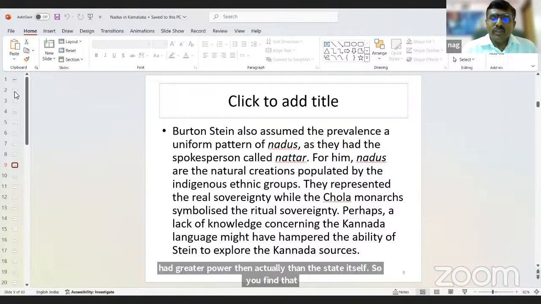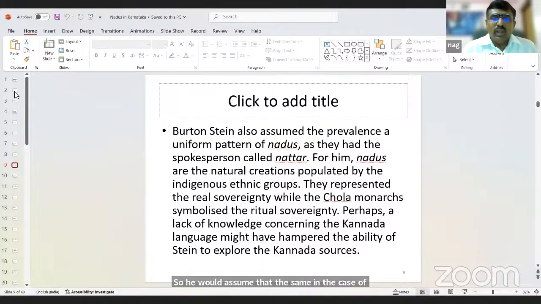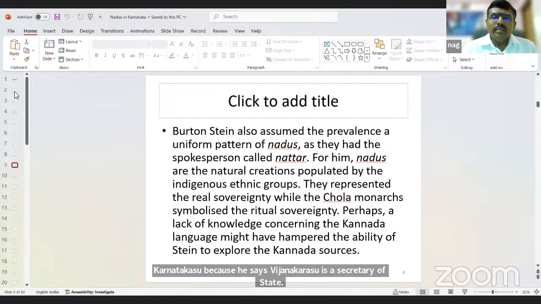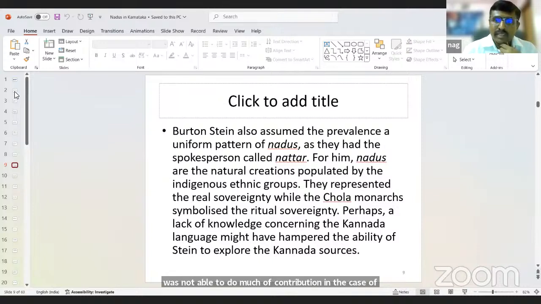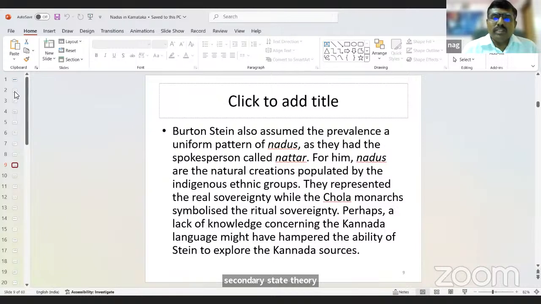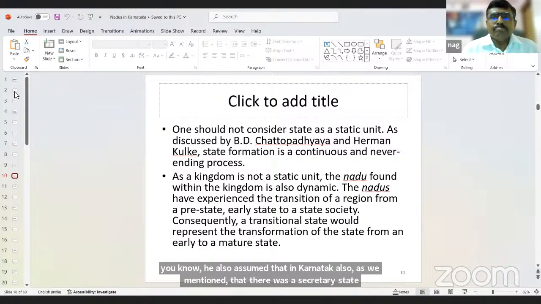He would assume the same in the case of Karnataka also, because he says Vijayanagara also has a secondary state. Maybe due to a lack of knowledge of the Kannada language and the Kannada script, he was not able to make much of a contribution in the case of Karnataka history. But we also find reference to the use of some secondary sources in Buttenstein's segmentary state theory. He also assumed that in Karnataka there was a segmentary state. That is his assumption.